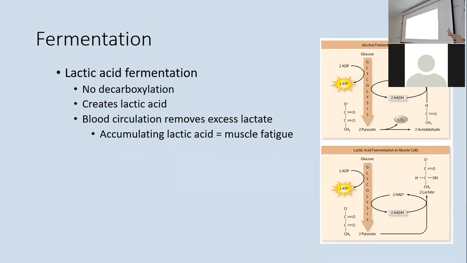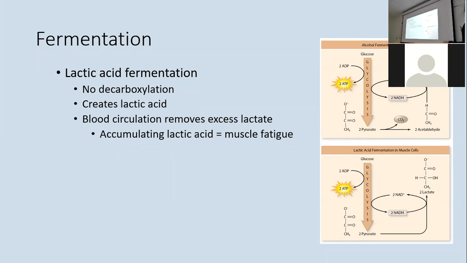Option 2, lactic acid fermentation. This happens in animals, this happens in us, if we find ourselves lacking in oxygen. So in lactic acid fermentation, we don't decarboxylate pyruvate. We do glycolysis, we make pyruvate, and we just use that pyruvate to oxidize NADH. So we just go straight through, right? And so the waste product here is lactate or lactic acid.